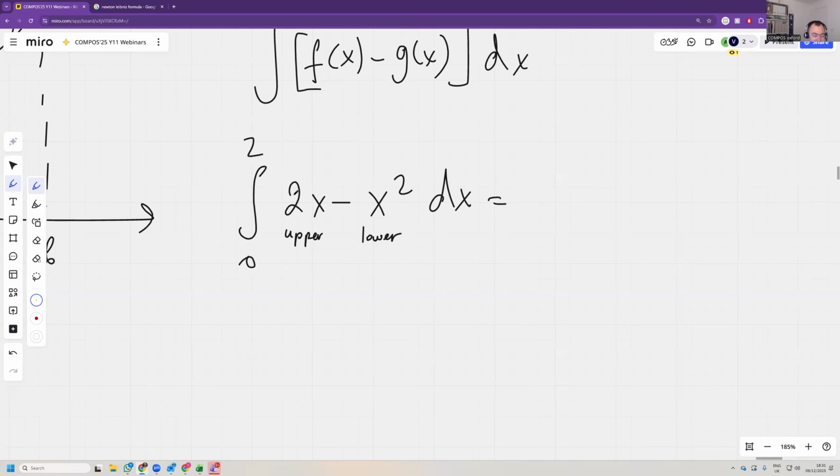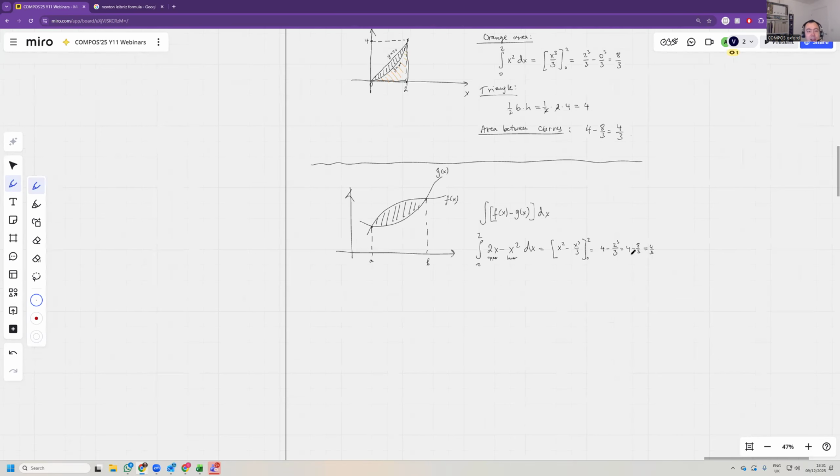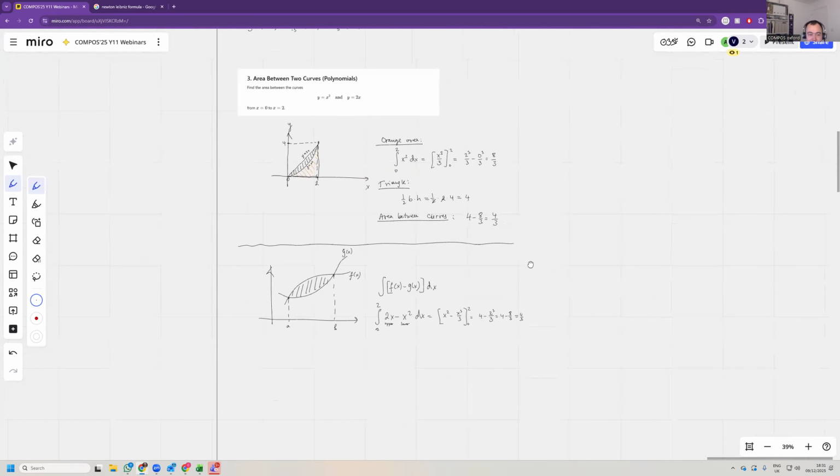And we know that the integral of 2x is x squared. So that's x squared minus x cubed over 3. And we substitute 0 to 2. And so that's going to be 4 minus 2 cubed over 3. So it's 4 minus 8 thirds, which is 4 thirds, which is exactly the same answer. So I hope that makes sense.